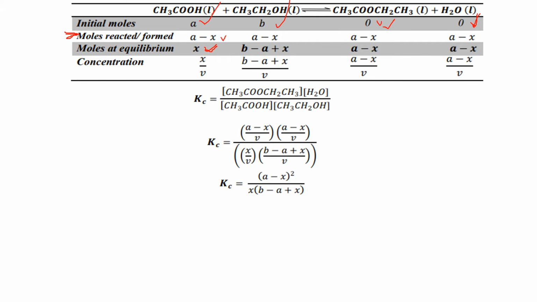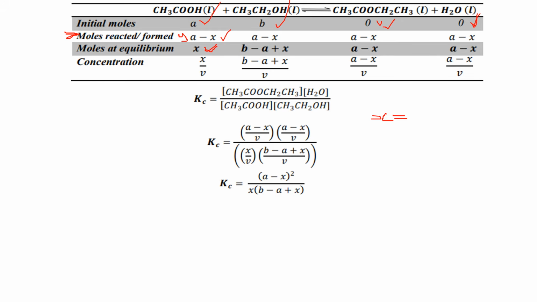Now how did this one come here? Assuming that we didn't have this one before, let me call it an unknown Y. We say that to get the number of moles at equilibrium, which is our X, you get the initial moles.